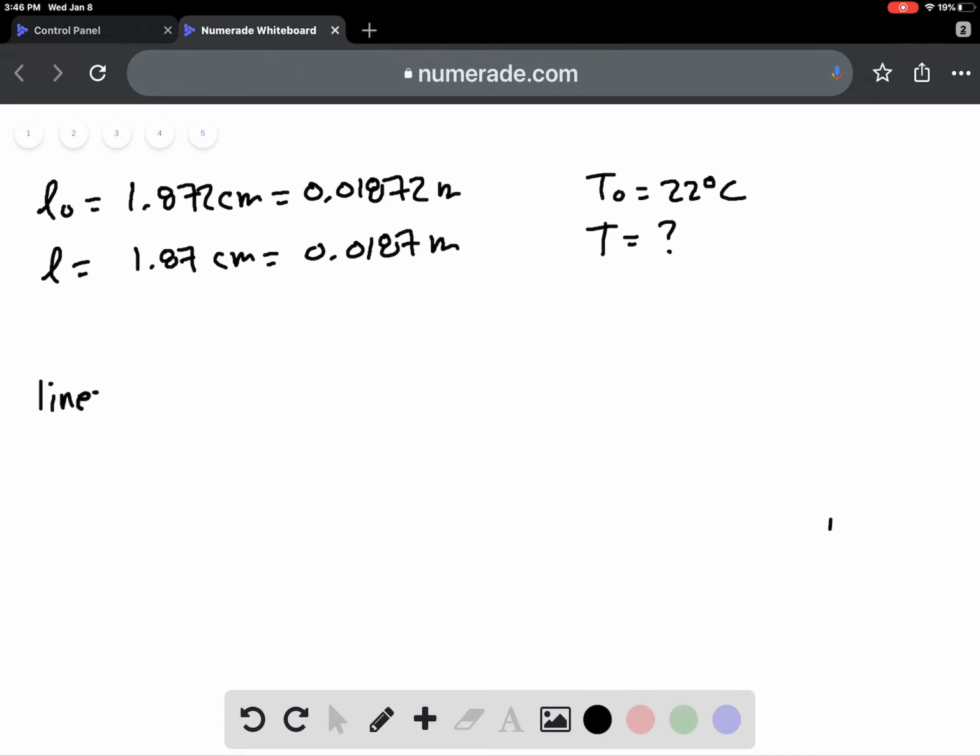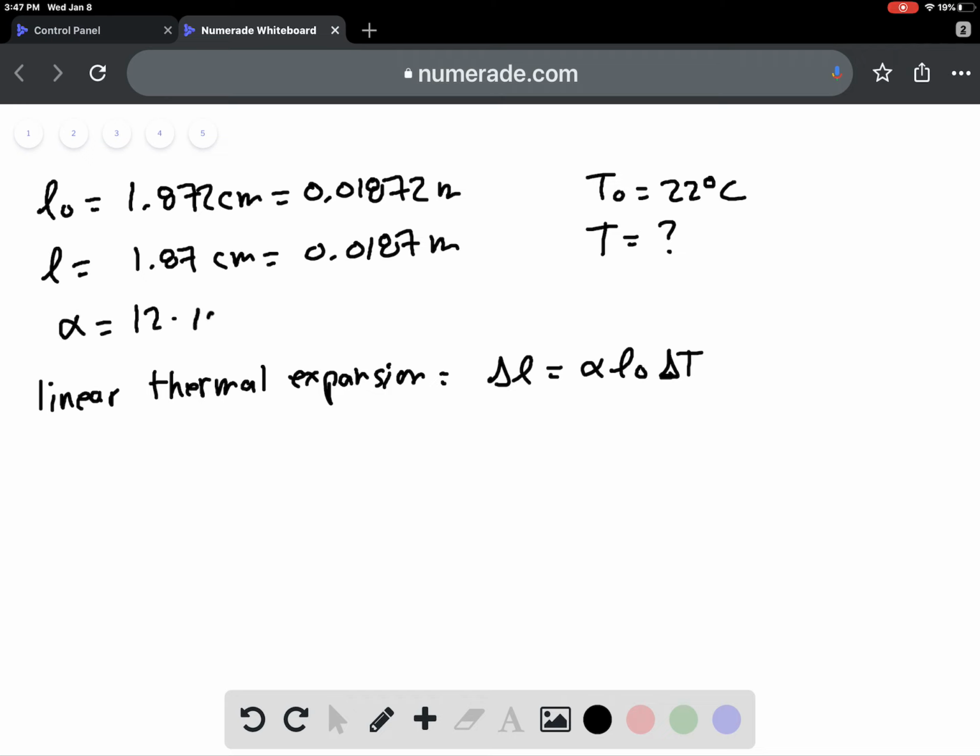So we need to use the equation for linear thermal expansion. Which is that. So if you look at this equation, there's only one thing that we're missing, and this is alpha, the coefficient of linear expansion. So for steel, we can find in the table in the book that alpha is 12 times 10 to the minus 6 per degree Celsius. So now we have everything we need to use this equation.